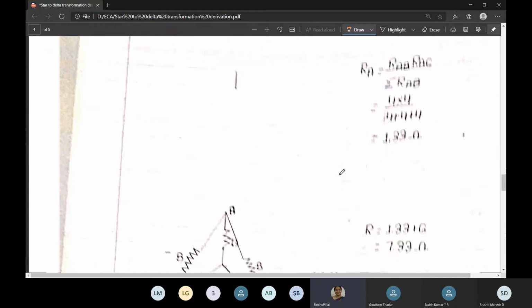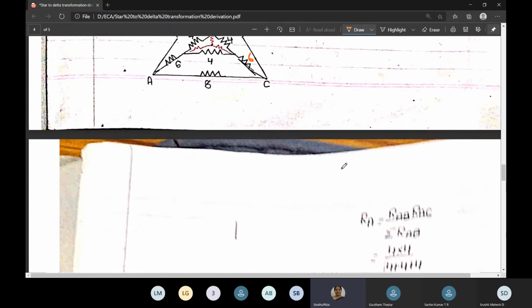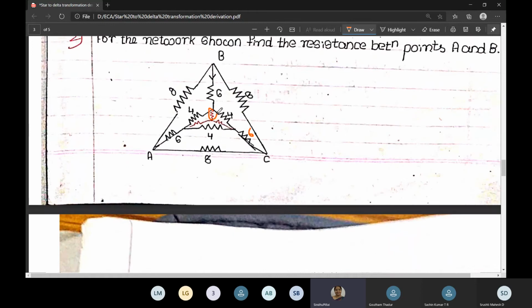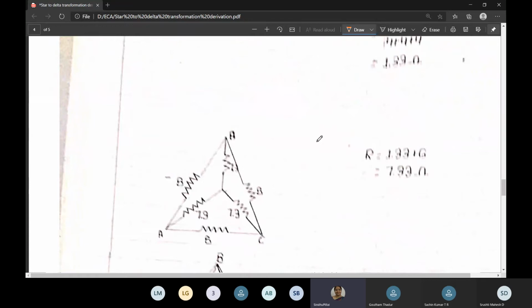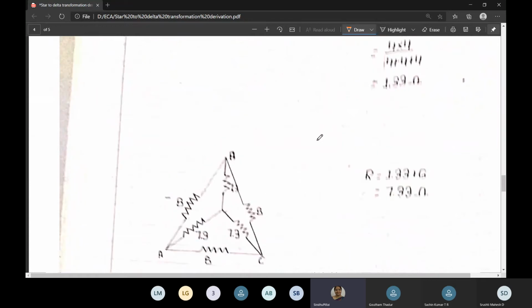RA is equal to, or if you just see, if I want this network, what I have to do? It should be 4 into 4 divided by 4 plus 4 plus 4. Okay, if I want this network, it should be 4 into 4. So since all the resistances are same, we'll get the same answer. So what will be the answer which we are going to get? It will be like 1.333.